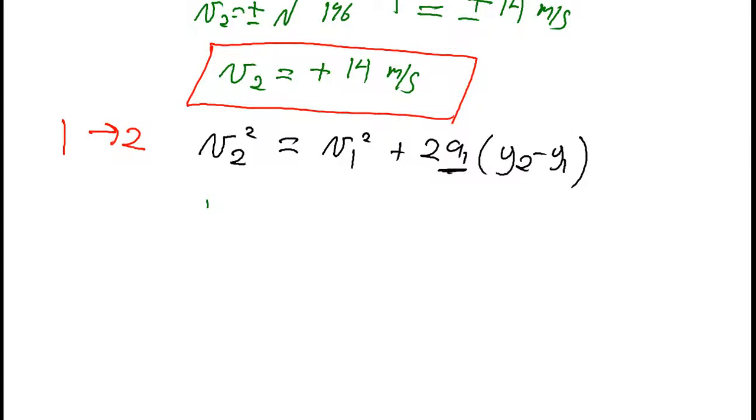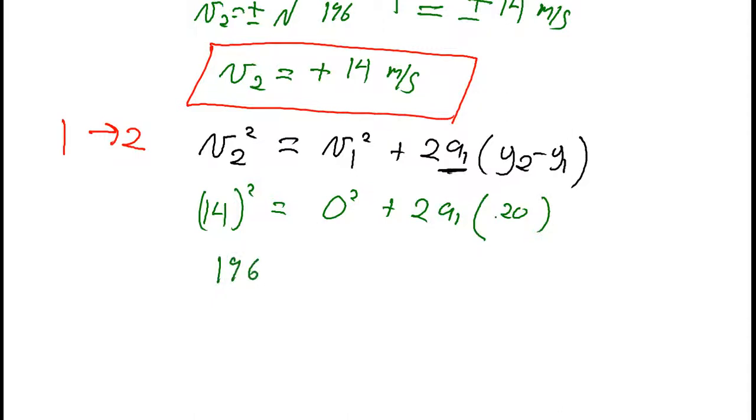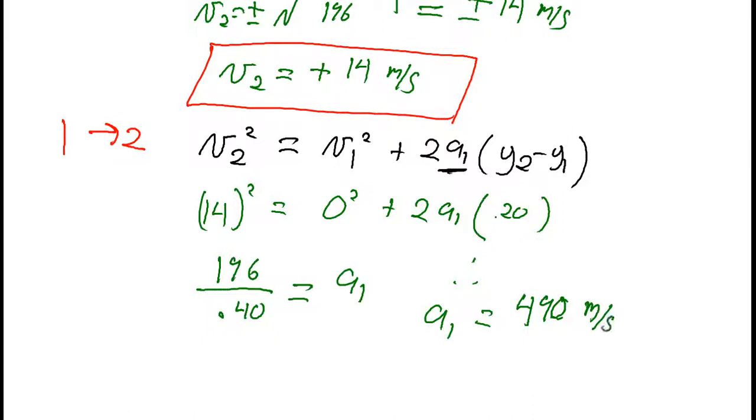v2 was 14, we'll square that. v1 was 0 plus 2 times a1 times y2 minus y1 is 0.20 meters. So 14 squared is 196, and then I divide by 2 times 0.2, which is 0.4, and that is going to be equal to a1. So therefore the acceleration, 196 divided by 0.4, will be equal to 490 meters per second squared.